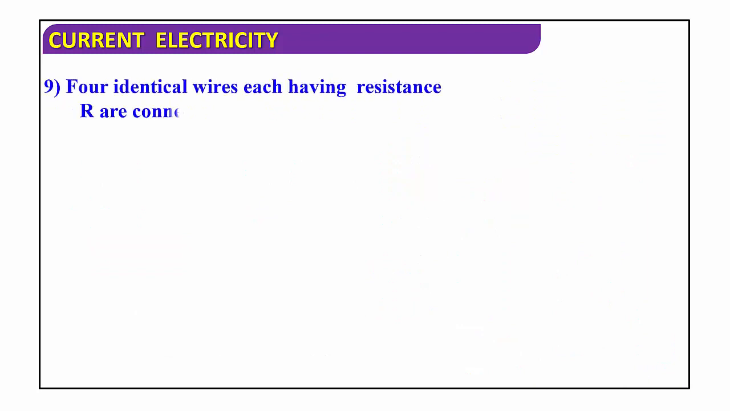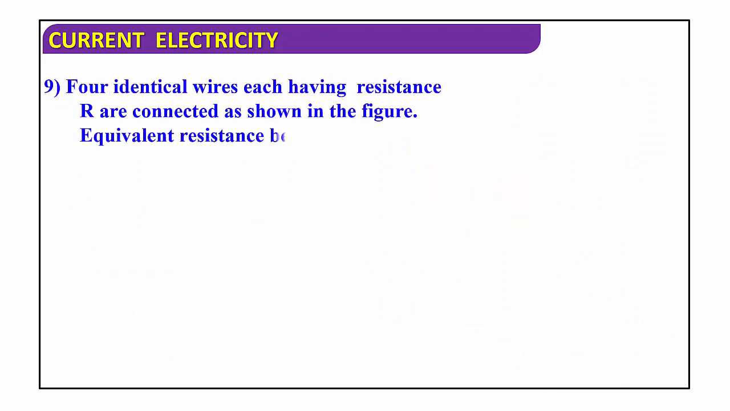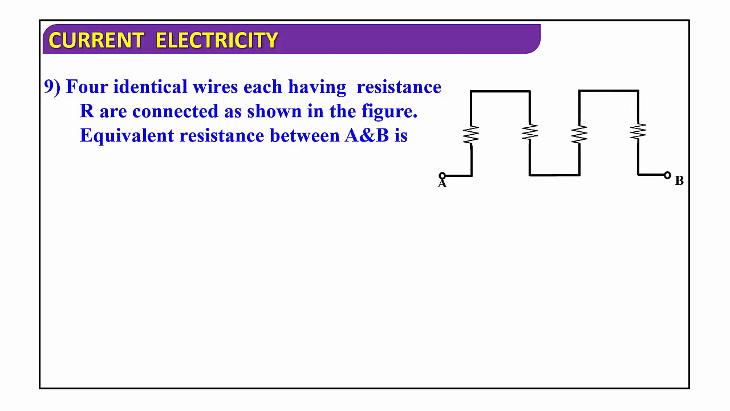Come to the next question, ninth question. 4 identical wires, each having resistance R, connected as shown in the figure. Equivalent resistance between A and B is 4 identical wires having resistance R. So each resistance value is equal to R as shown in the figure. We have to find equivalent resistance between A and B. Yes, they had given 4 options. Yes, what is the solution?